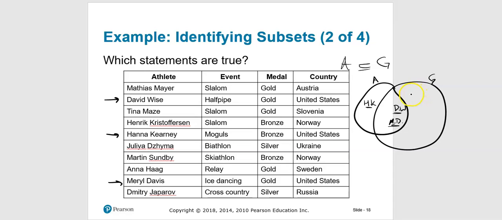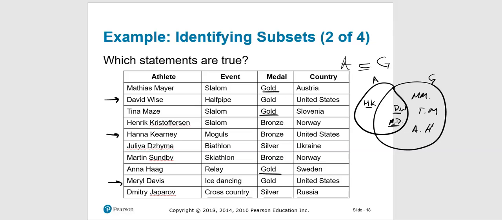But then the G set, you notice, would have some other people in there. It would have Matthias Meyer, it would have Tina Mays, it would have Anna Haag, for example. These people would be inside of here. Matthias Meyer, Tina Mays, and then also Anna Haag. Those would be people inside of there.